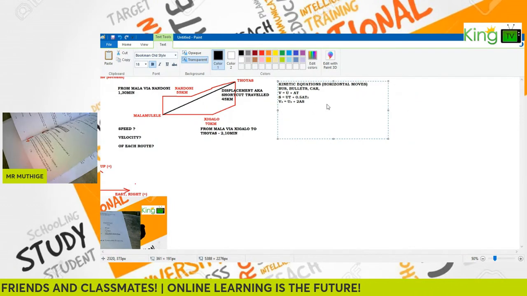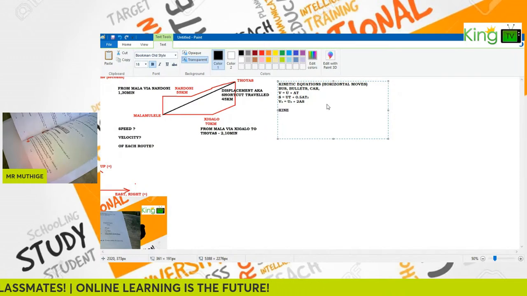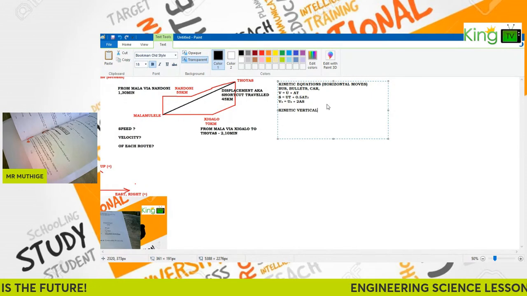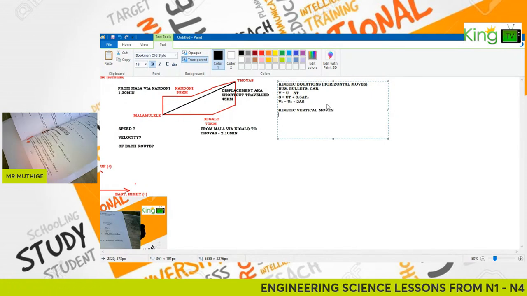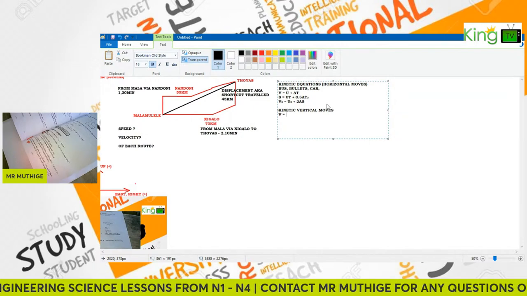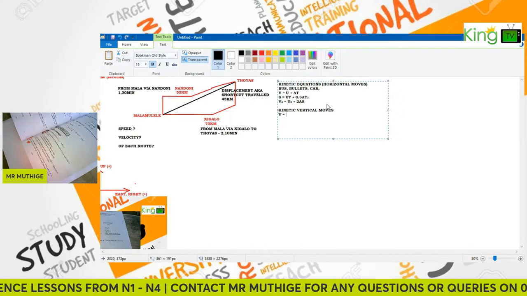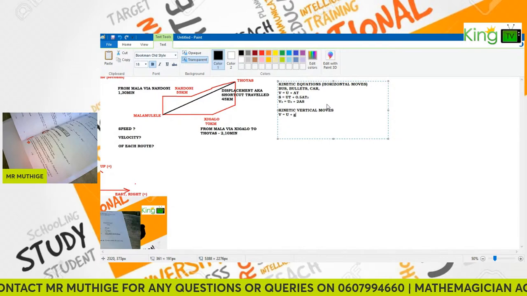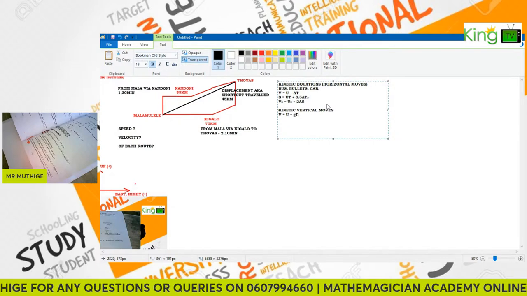So, horizontal, right? And then there are kinetic equations. Vertical. What is vertical and what is horizontal, my friends? What happens there is that you're basically just replacing your a's with the g's. And with the g's, if we are talking about things happening on Earth, the g remains 9.81. So it's v = u + gt. I'll put the small letter g there.